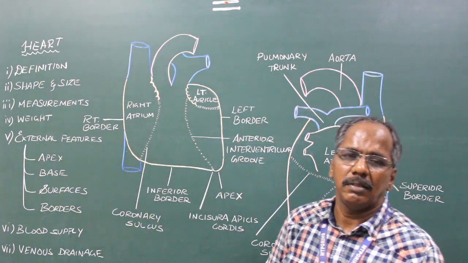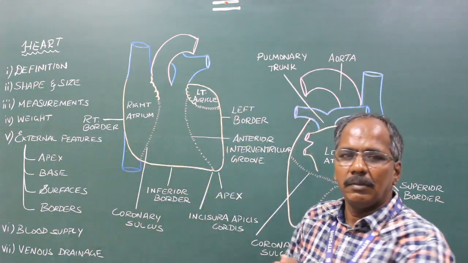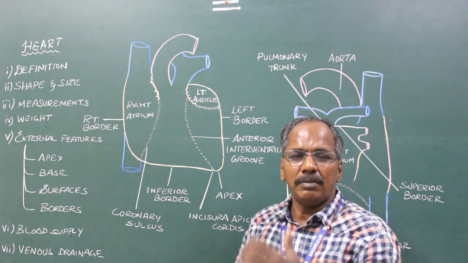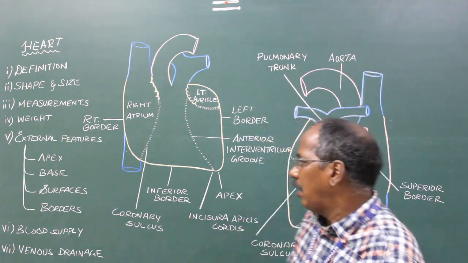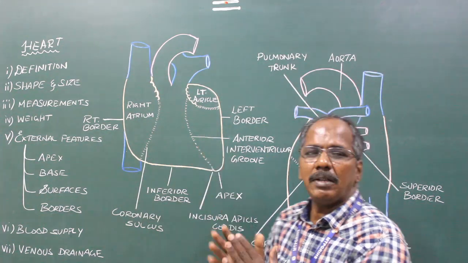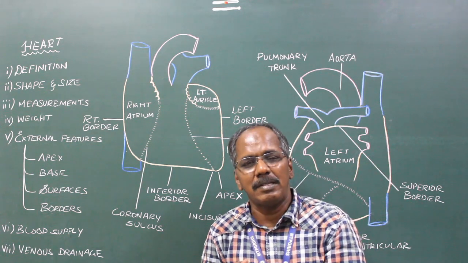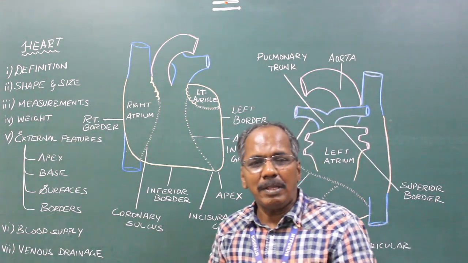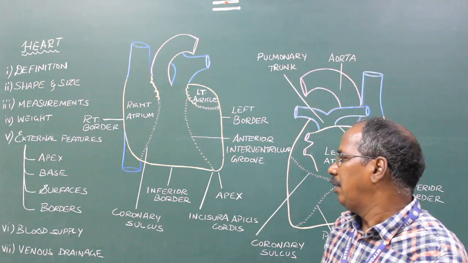Shape and size. It is conical in shape and slightly flattened anteroposteriorly. Its size is that of a closed fist. Measurements. It measures about 12 into 9 into 6 centimeters, that is length into width into anteroposterior dimensions respectively. Weight. It weighs about 300 grams in male and 250 grams in female.